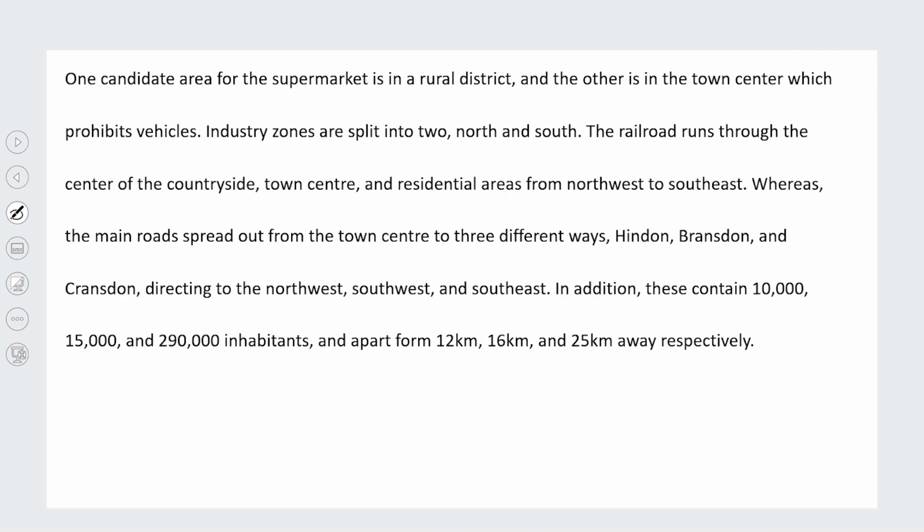One candidate for the supermarket is in a rural district. Okay, I like your use of rural, and the other is in the town center, which prohibits vehicles. Okay, industry zones are split into two, north and south. Okay, the railroad runs through the center of the countryside, town center, and residential areas from northwest to southeast. Okay, whereas the main roads spread out from the town center to three different ways.